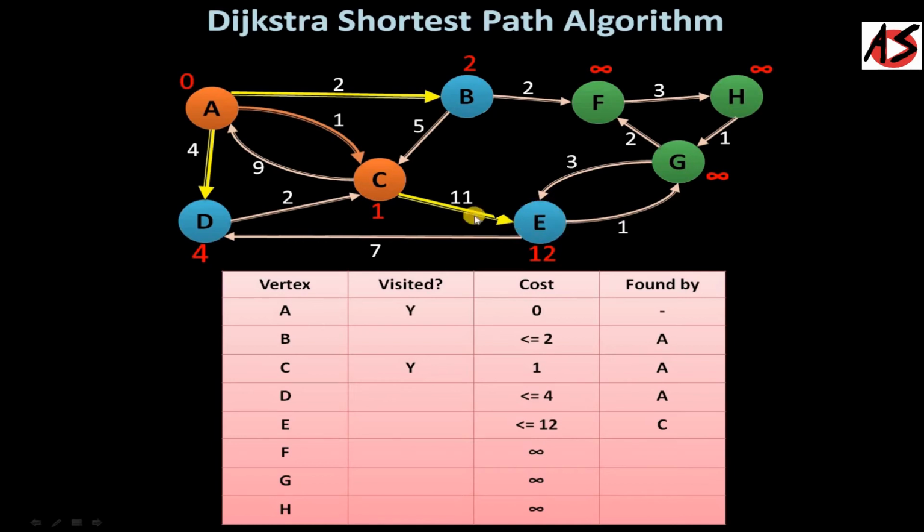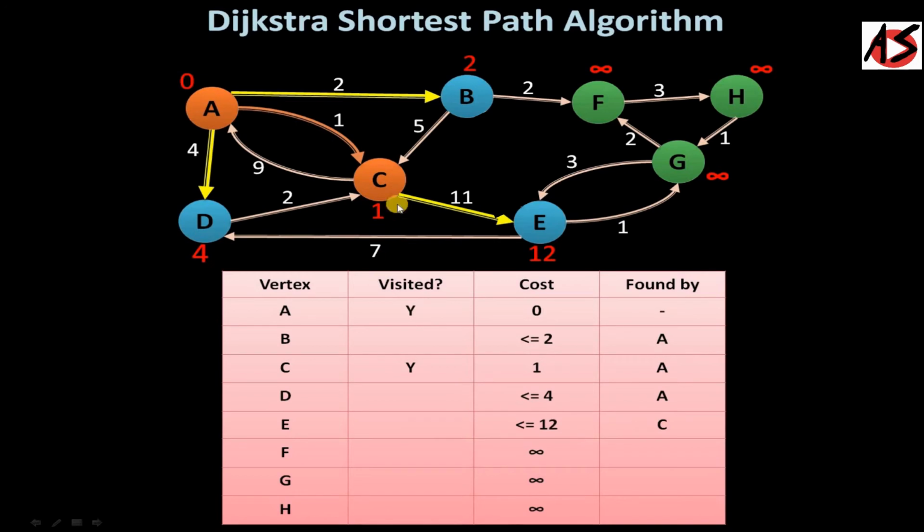We'll include the node E in our table. The cost of node E is the cost of A to C plus the cost of C to E. So we are getting cost 12. So the maximum cost of A to E will be 12. We can write it as cost less than or equal to 12 here. And the E node is found by C here. So we will write the predecessor of the E node here.